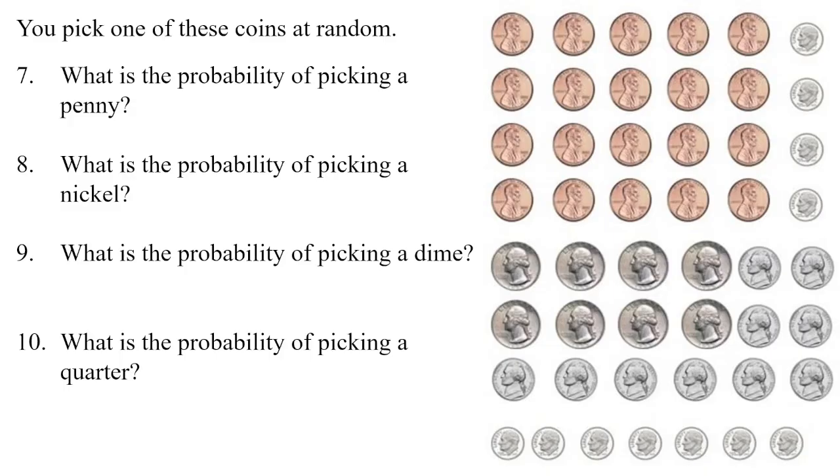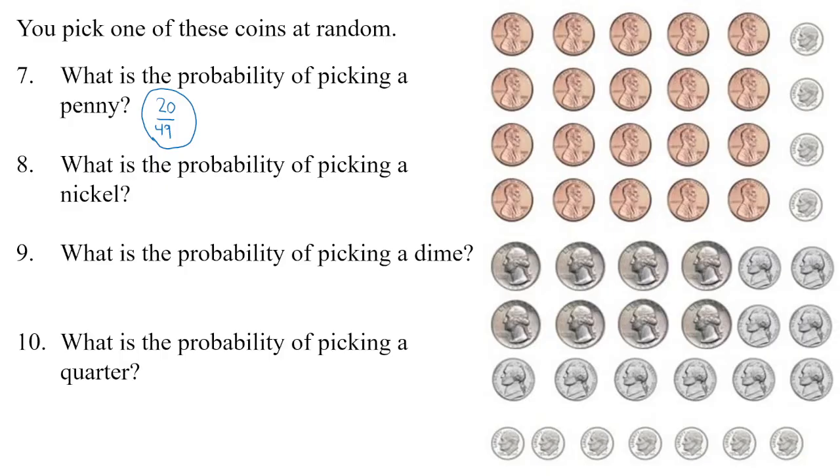So let's say you pick one of these coins at random. What is the probability of picking a penny? So as you can see, there are 20 pennies out of 49 coins in all. And 20 over 49 does not reduce. So the probability is 20 out of 49.